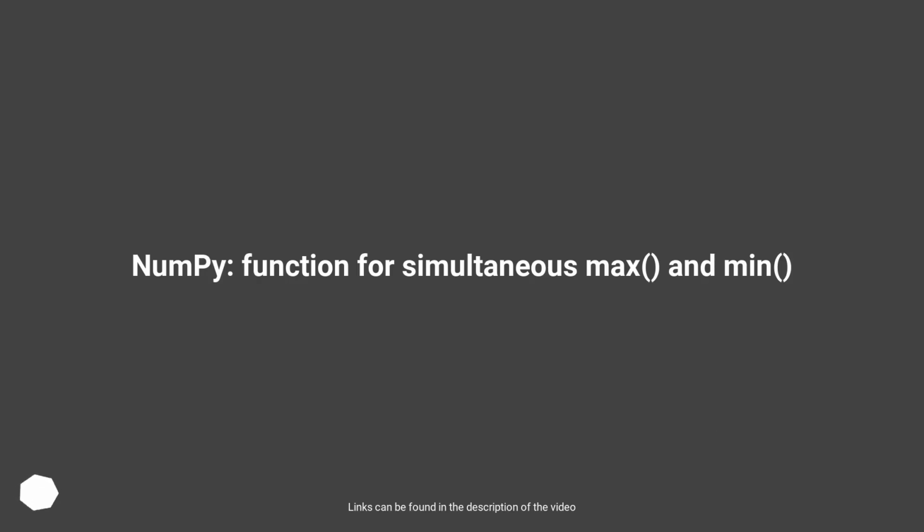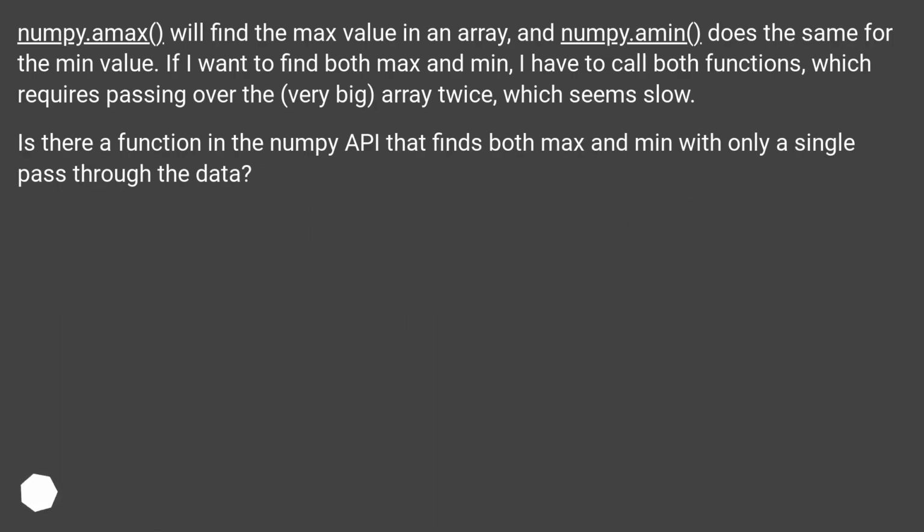NumPy, function for simultaneous max and min. NumPy.max will find the max value in an array, and NumPy.min does the same for the min value. If I want to find both max and min, I have to call both functions, which requires passing over the very big array twice, which seems slow. Is there a function in the NumPy API that finds both max and min with only a single pass through the data?